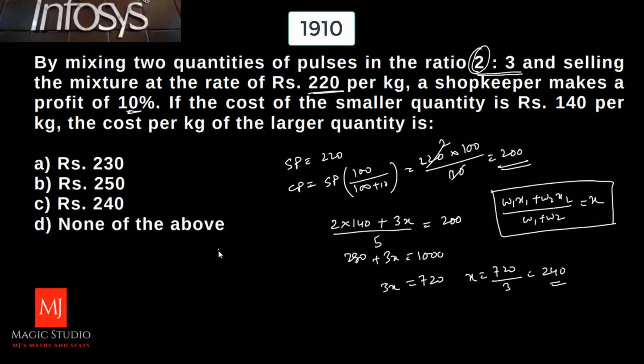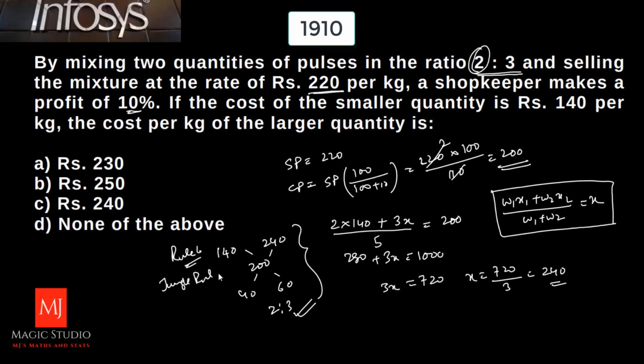We can also check with the alligation process, isn't it? The lower quantity price was 140 and then 240. If overall it is 200, it will give us 40 and this is 60. The ratio would be 2:3. We can also use rule 6, the jungle rule, to solve this. We can put x and solve it in no time. But here this is also fine enough. 240, option C fits in.